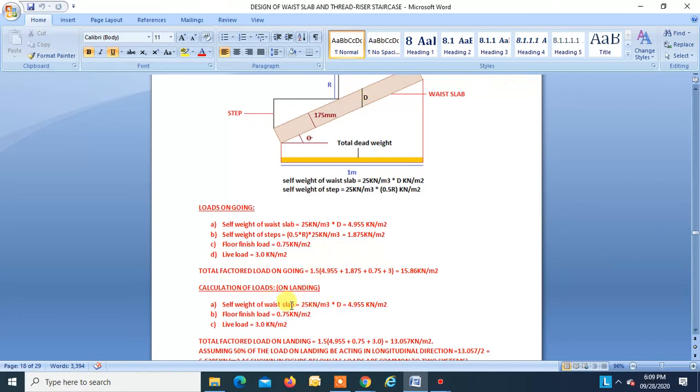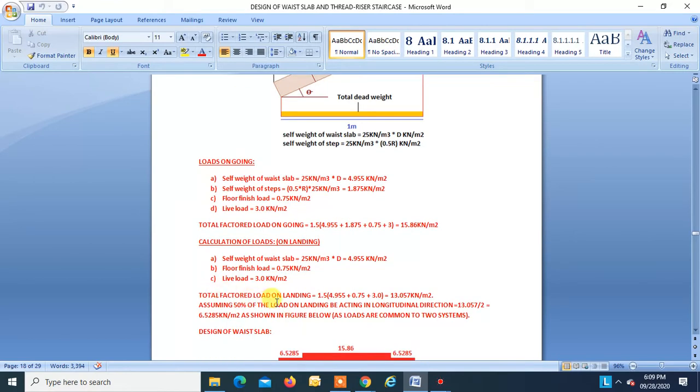So for the self weight of landing, I have written waist slab, but actually I have taken D for this waist slab. But you can take landing over here, that is D equal to 175, but I have taken 198. So the load is found to be 4.955 kilonewton per meter square. Floor finish is 0.75 kilonewton per meter square. Live load is 3 kilonewton per meter square. So total factored load on landing is 1.5 into the summation of these loads, that is 13.05.